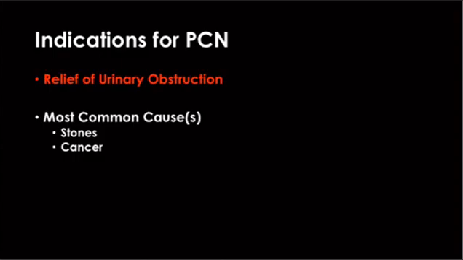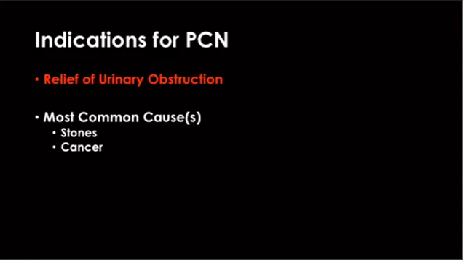So typically, you can use it for rapid decompression of an obstructed collecting system, especially when retrograde drainage isn't possible. So if you've got somebody with urosepsis or acute renal failure, remember there's different kinds of renal failure, pre, intra, and post. Post-renal failure is obstruction, that is a cause of renal failure.